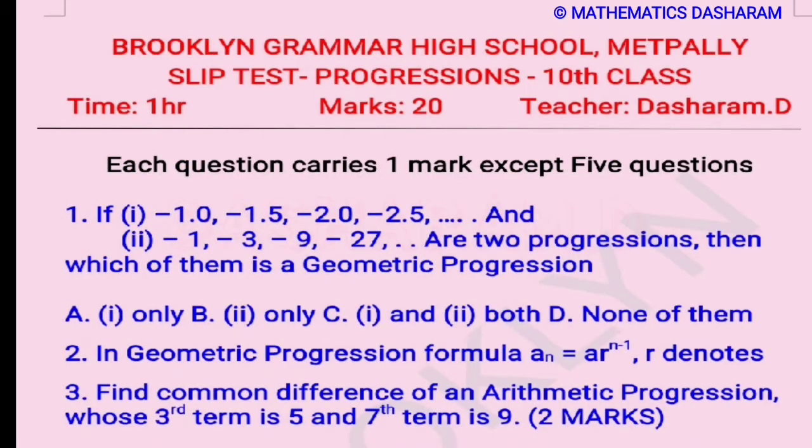So the first question is 1 mark. He gave 2 progressions, 1 and 2, then which of them is a geometric progression? 4 options are given: option A only 1, option B only 2, option C 1 and 2 both, option D none of them. One thing you remember, give the explanation of your answer according to the marks. So it is a 1 mark question, so give a 1 mark level answer.